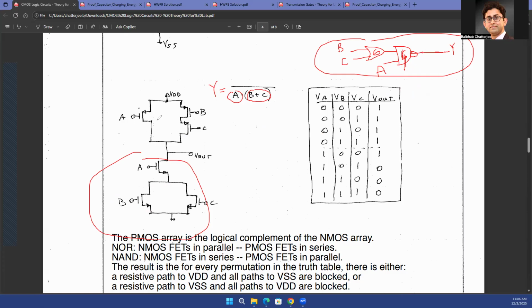Now, how many transistors did you require here? 1, 2, 3, 4, 5, 6. So you have implemented the same thing with just 6 transistors, instead of 10 transistors if you do this implementation, and 14 transistors if you use an OR, AND followed by an inverter.